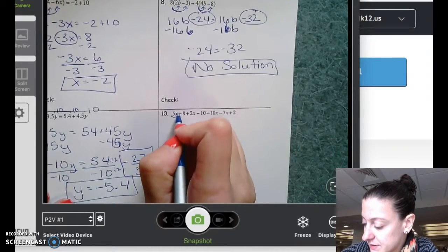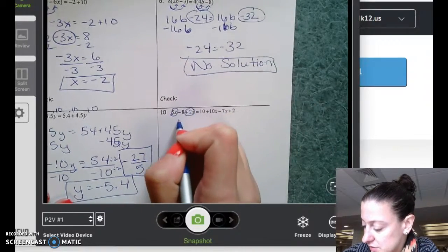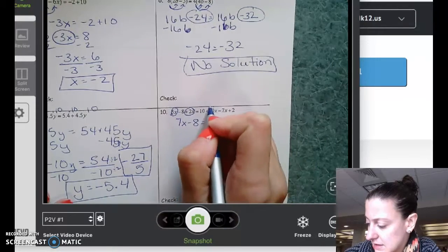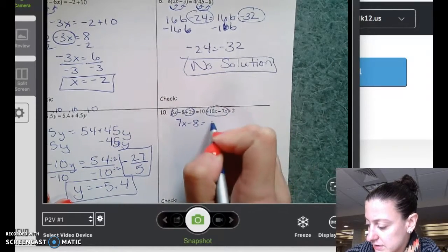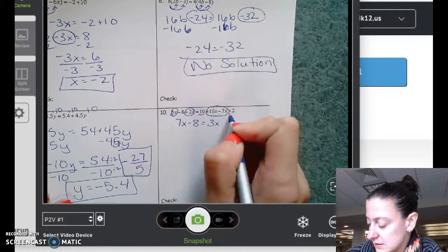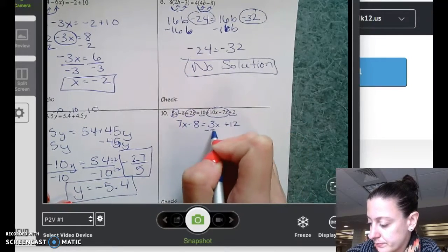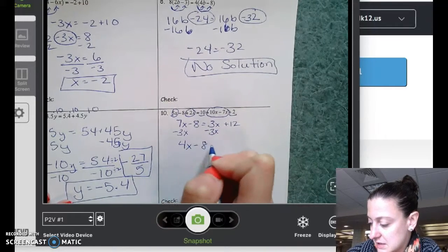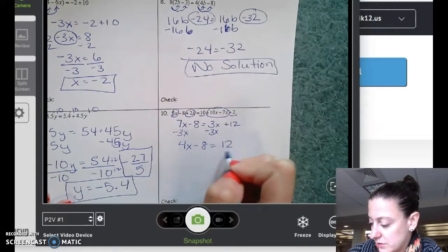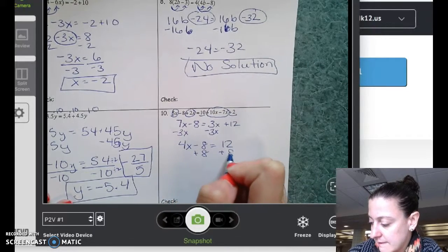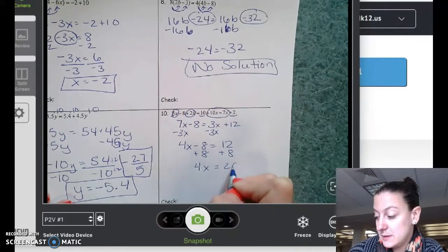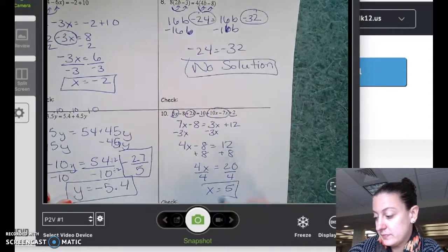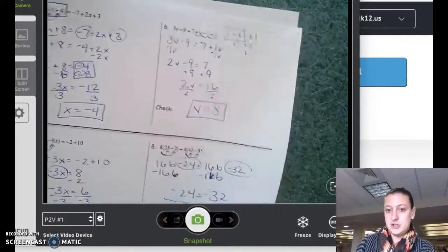Okay, let's combine terms. 5x, 2x is 7x minus 8. 10x minus 7x is 3x. 10 plus 2 is 12. 4x minus 8 equals 12. 4x equals 20. X equals 5. Okay, one more page.